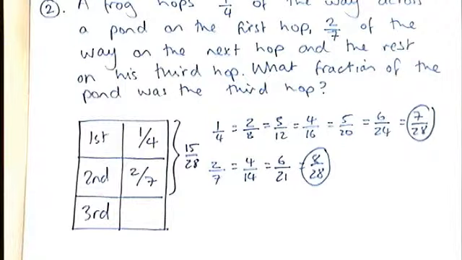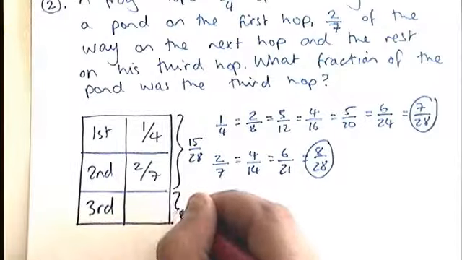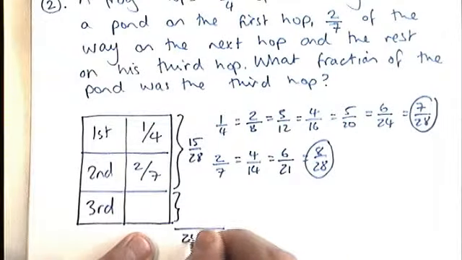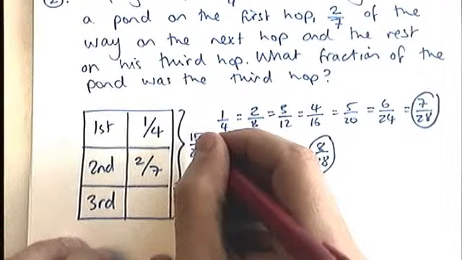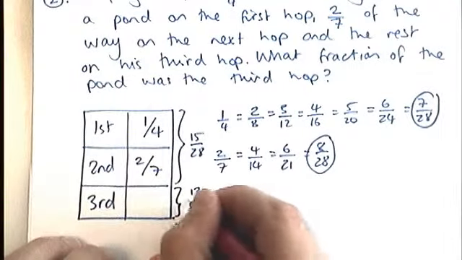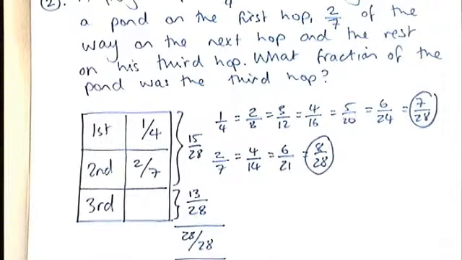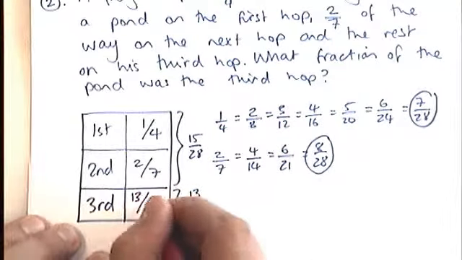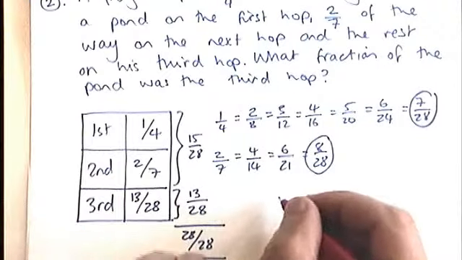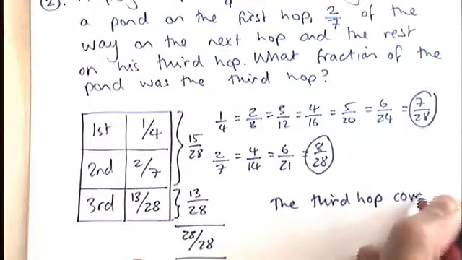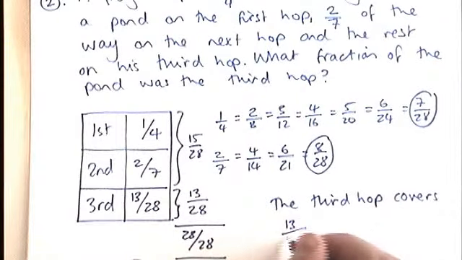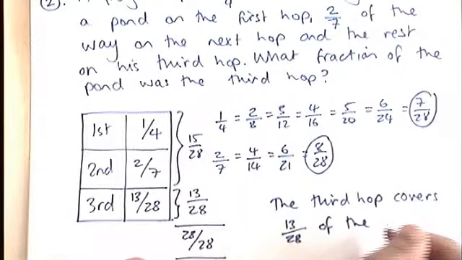15 out of 28 is the amount of the pond that is covered in the first two hops, and then the last hop, remember, has got to bring us up to 28 out of 28. So I'm looking for a number which I can add on to 15, which is going to make 28. So 15 add 13 should do it. 13 out of 28, and again I can't simplify that fraction. So I would answer it: the third hop covers 13 out of 28 of the pond.